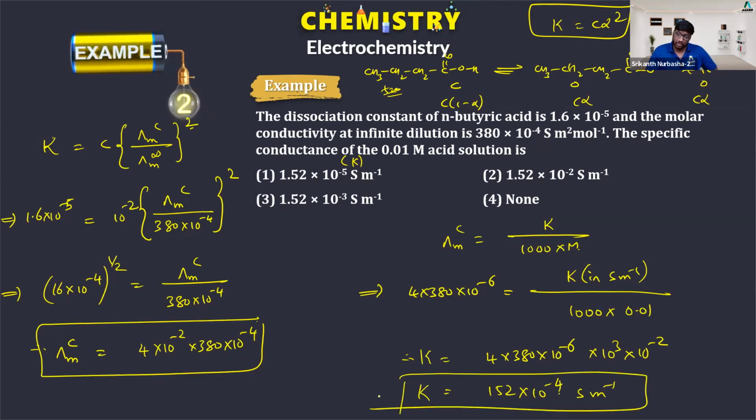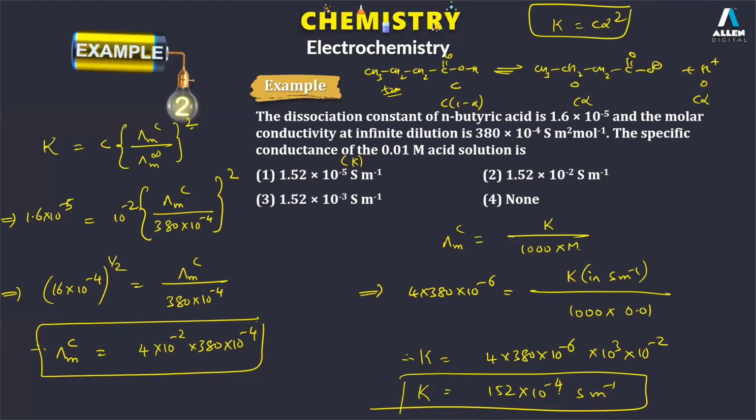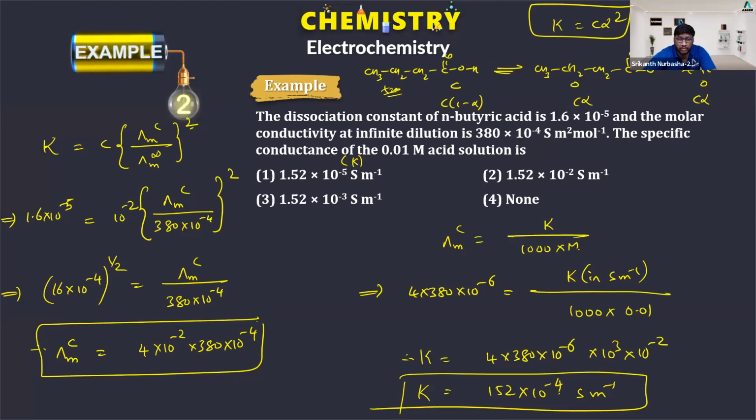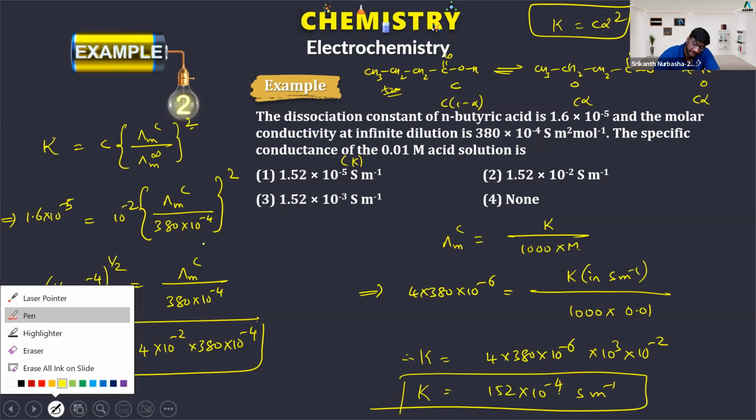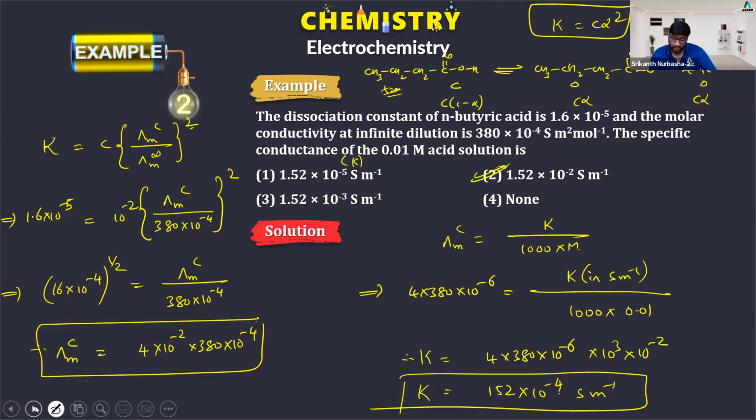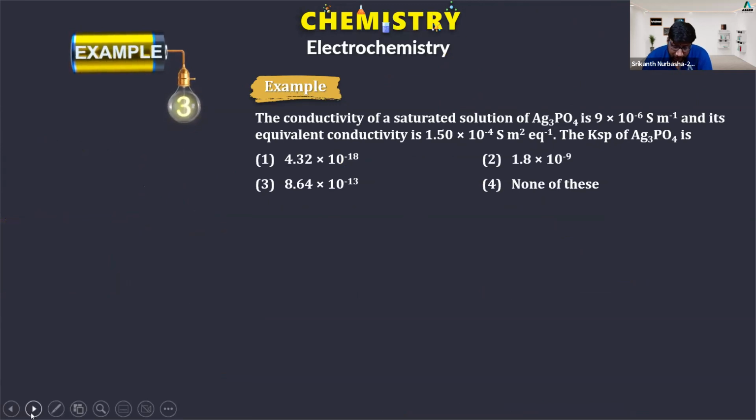So which is the right option then? Option 2, right? 1.52 into 10 power minus 2, that will be the right option. Calculate this. These are all interesting questions. That's why I'm solving every question, so that you will get clarity. Ionic equilibrium and electrochemistry can be interlinked in many ways.